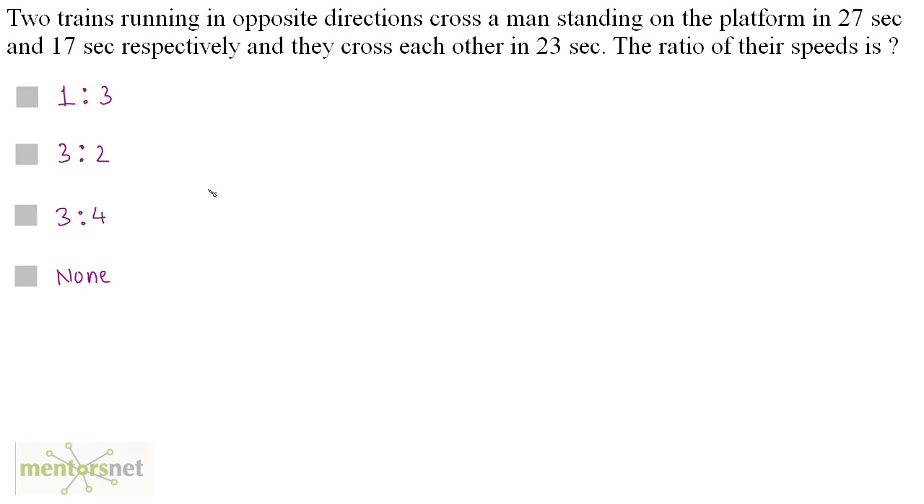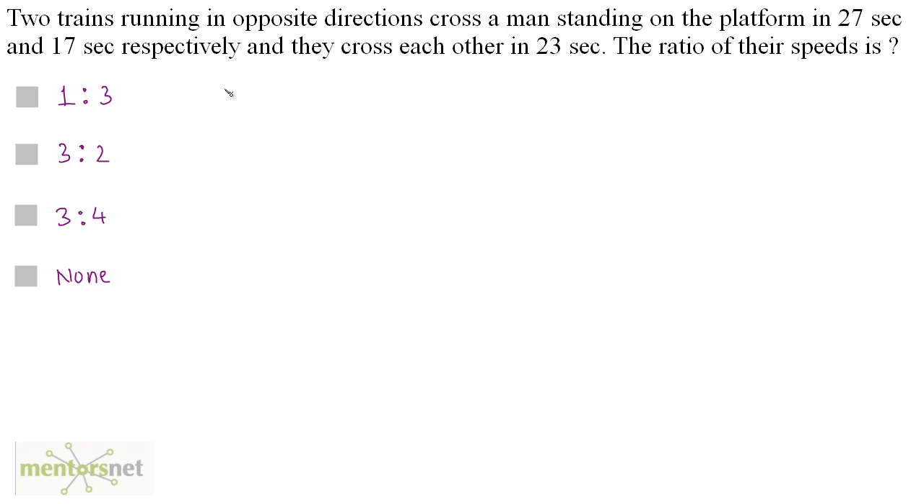Two trains running in opposite directions cross a man standing on the platform in 27 seconds and 17 seconds respectively, and they cross each other in 23 seconds. The ratio of their speeds is.